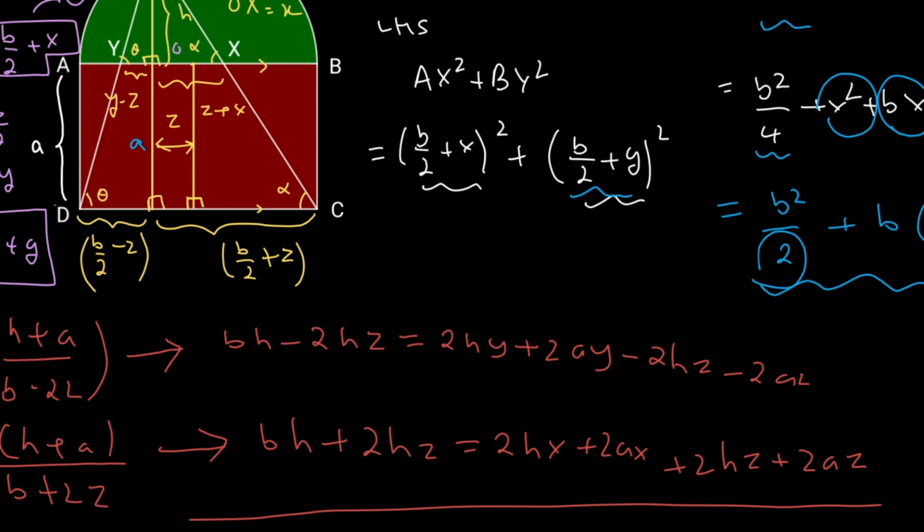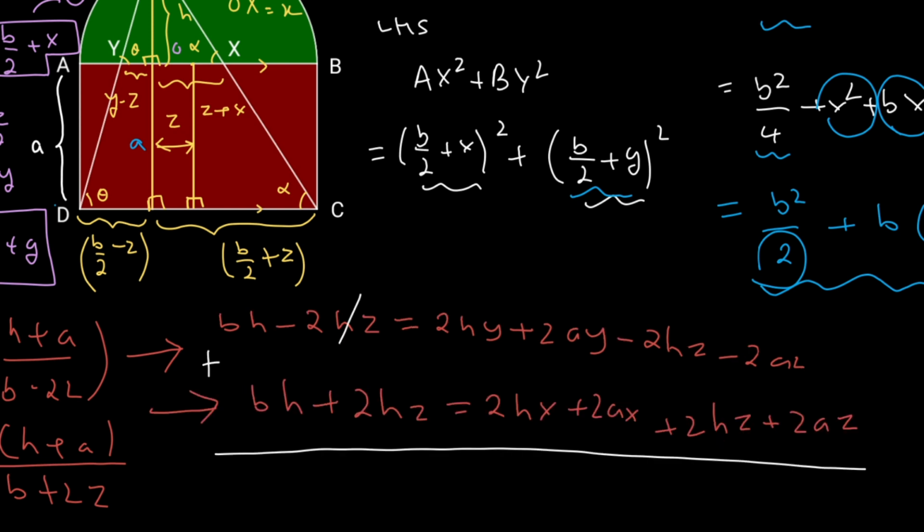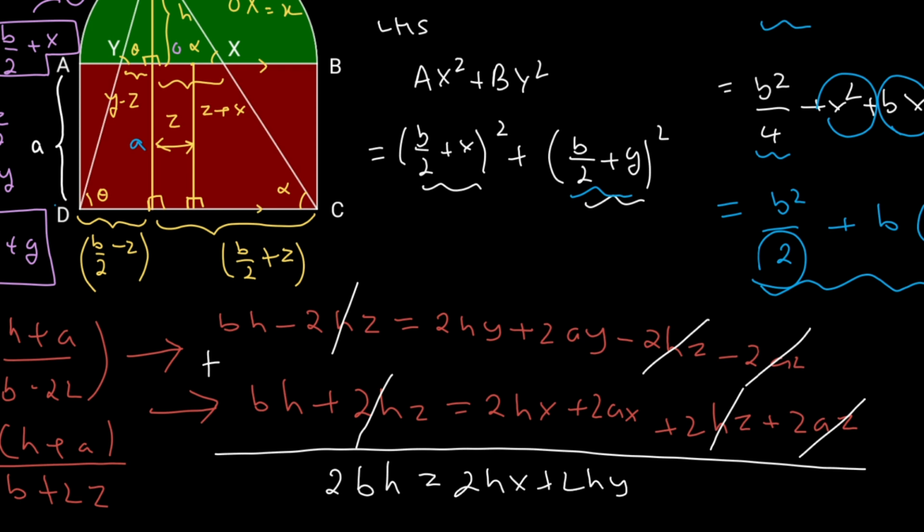Now what I will do is simply add these two equations. Minus 2 times the product of h and z plus 2 times the product of h and z got cancelled out. What is remaining is 2 times bh, and this equals, now we can again see that negative 2hz, positive 2hz, negative az, positive az got cancelled out, and what is remaining is 2 times hx plus 2 times hy plus 2 times ax plus 2 times ay.